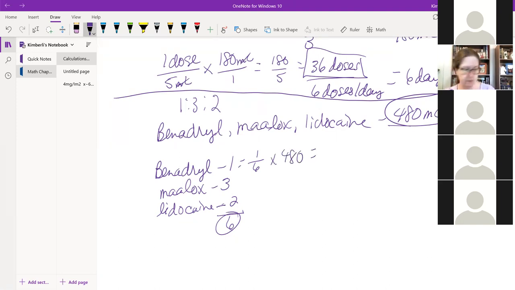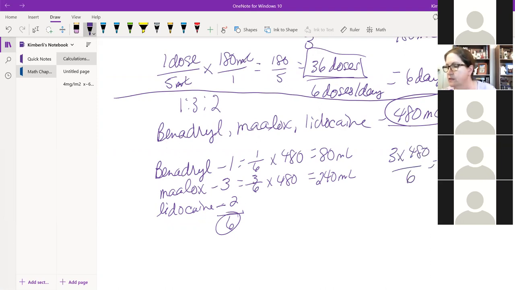1 sixth times 480. Exactly, or 480 divided by 6. It's 80 milliliters. And here, 3/6 or a half times 480. So 480 divided by 2. 240. And if you didn't keep up with that mental math, it's going to be 3 times 480 divided by 6. And you get 240 mLs.